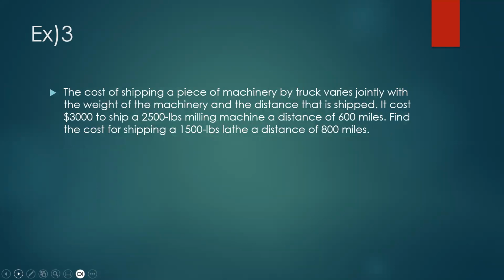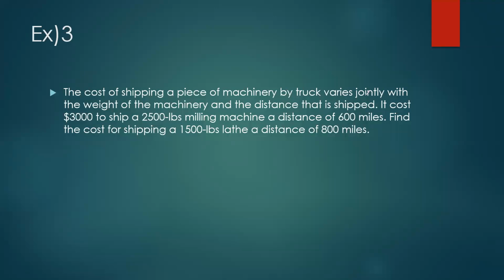Okay, example 3 says the cost of shipping a piece of machinery by truck varies jointly with the weight of the machinery and the distance that is shipped. It costs $3,000 to ship a 2,500-pound milling machine at a distance of 600 miles. Find the cost for shipping a 1,500-pound lathe a distance of 800 miles. So first step is figure out which equation will be used.